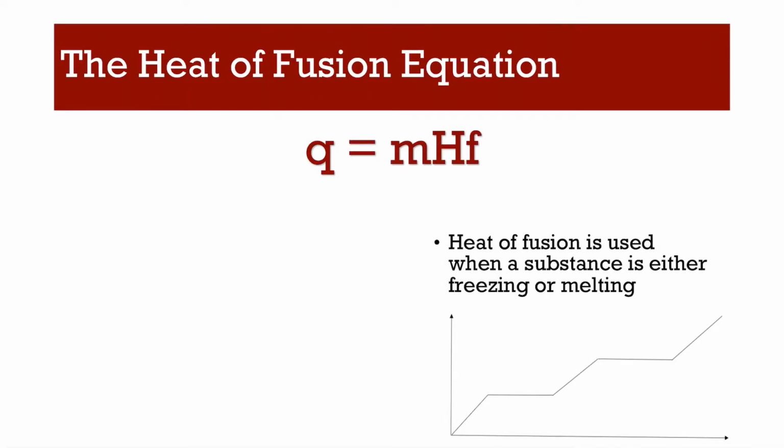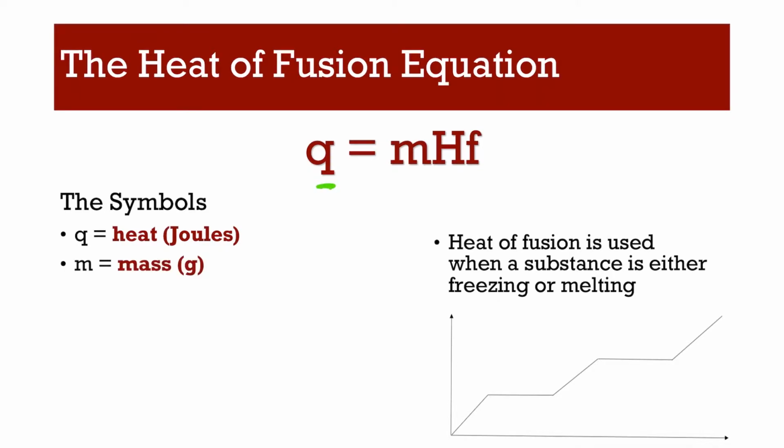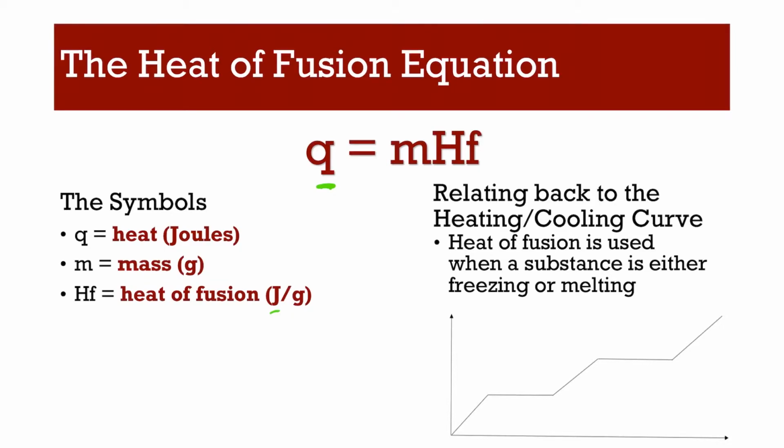So, jumping right into it, the heat of fusion equation. Again, all 3 of these are on the back of the reference table, so you don't need to memorize any of this, just know that they exist. But the heat of fusion equation, Q, just like MCAT, is our heat, and that's in joules. Our M, just like MCAT, is mass in grams. And now Hf stands for heat of fusion, and the unit for that is going to be J over G, or joules per gram.